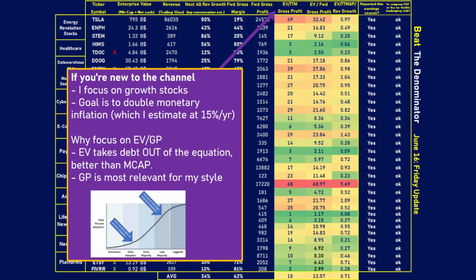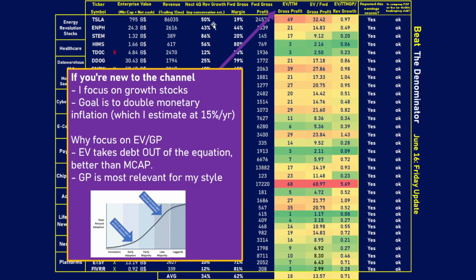And so quickly, if you're new to the channel, on this channel, I focus on growth stocks, and typically the minimum threshold for a stock to join my spreadsheet is 30% revenue growth for the next 4 quarters, but I have to also see a long-term runway for that growth, right? It's 30% compounded. So ideally, if those 30% revenue growth lasts 10 years, that would be an outstanding stock to own. That's the type of stock that I'm looking for.